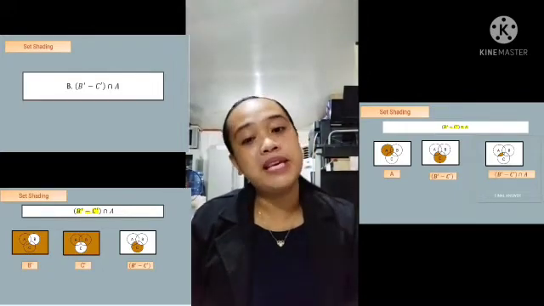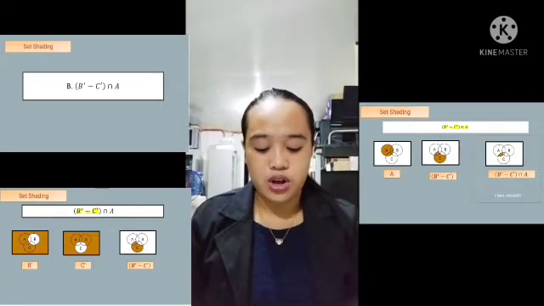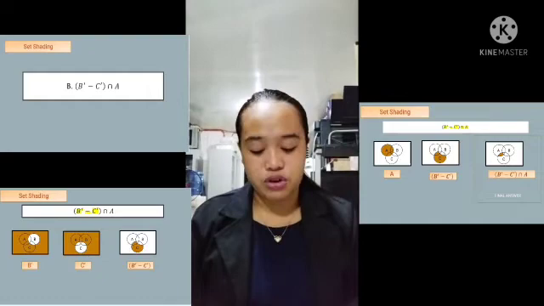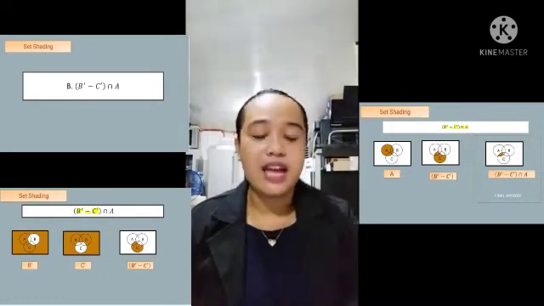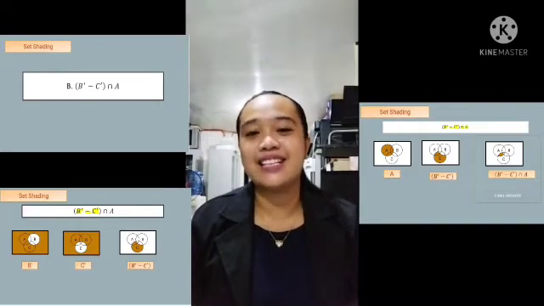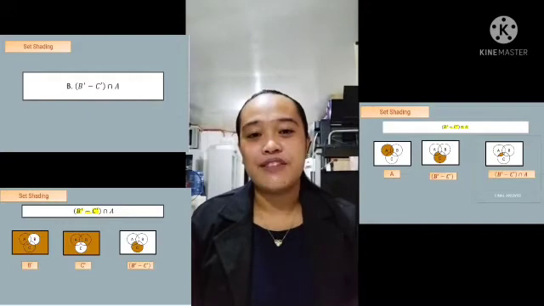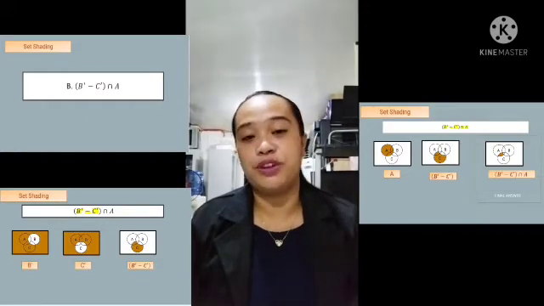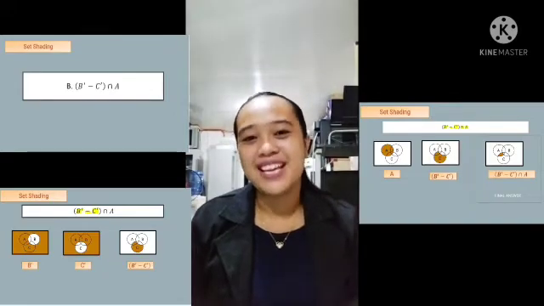The difference between B complement and C complement, intersected with A, is that all elements that are common to the result of B complement and C complement, and A, are shaded. So that would be the Venn diagram of the equation: the difference between B complement and C complement, and the intersection of A.